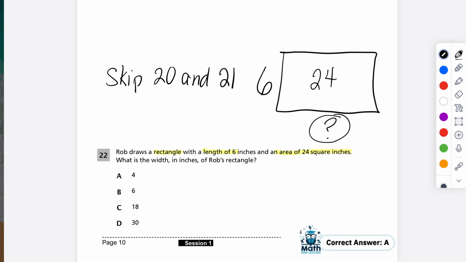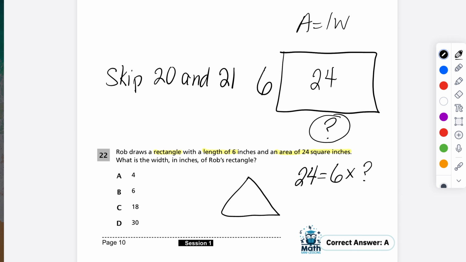All right, so what do we know about area? We know that area is equal to length times the width. So in this case, I have the area, which is 24, is equal to 6 times some number that I don't know. So this is where you can start thinking of your math facts. So if you did your triangle, like think of the relationship, I know 24 will be on the top. 6 times what gives me 24? The answer is 4. And that's it. So all I'm doing here.